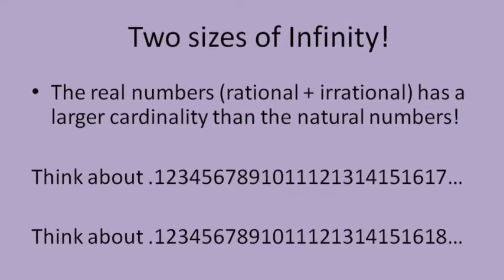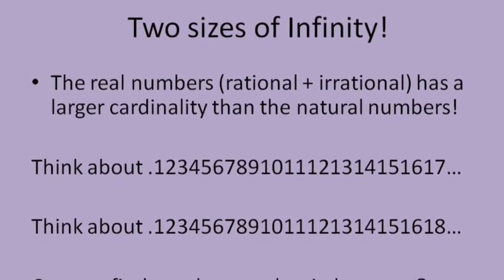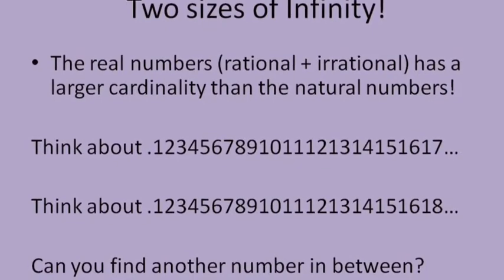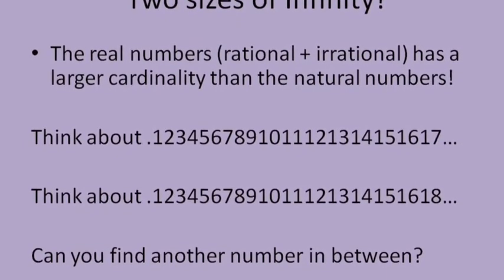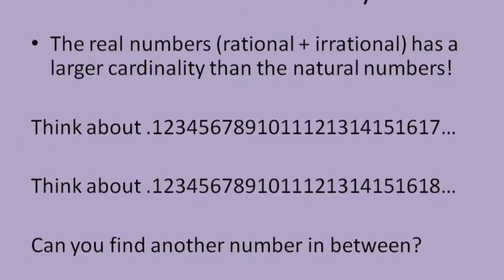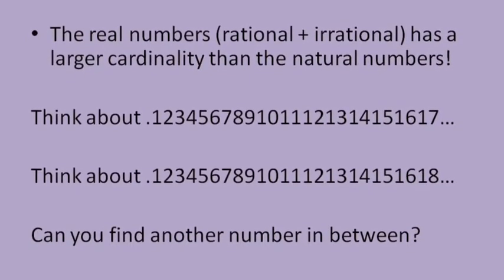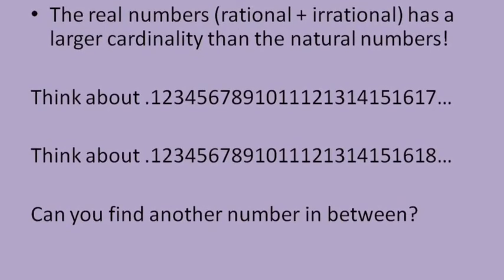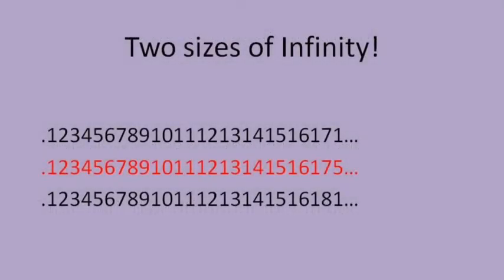In fact, there are two sizes of infinity. The real numbers, which include the rational and the irrational, have a larger set of cardinality than the natural numbers. Think about these decimals. Look carefully towards the end of the infinite decimals. Can you find another number in between? The red number is an example where we changed just one of the digits in the place values, and notice that we found another number in between the two original black numbers.